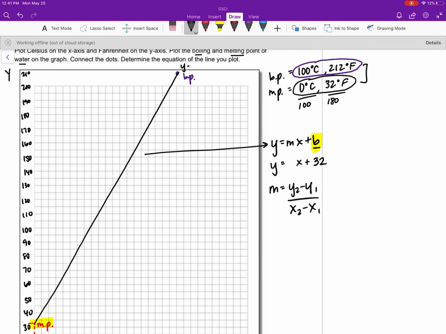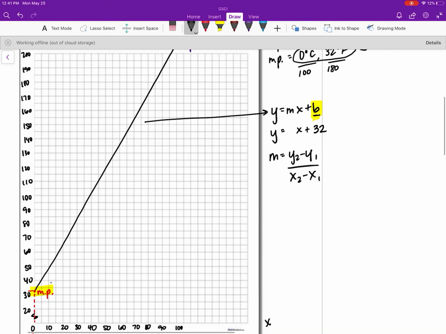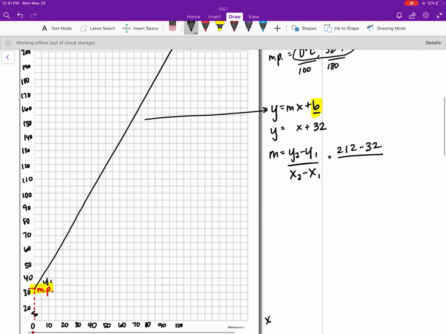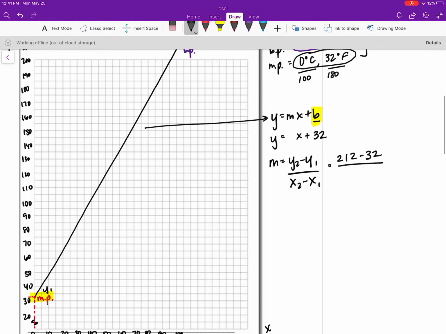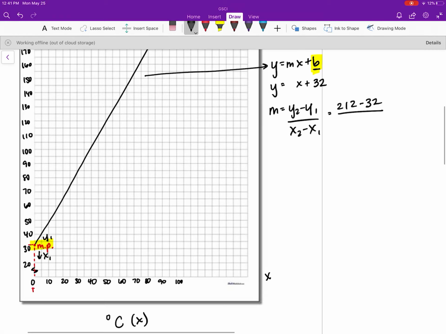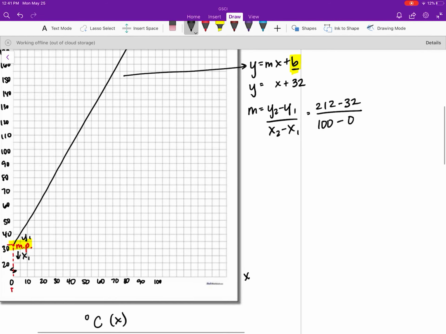y2 minus y1. So this is going to be 212 minus 32. So you get the values from the y-axis. Now the x2 value and the x1 value are going to come off the x-axis. So that's 100 minus 0. And if you solve for that, you could get a fraction of 9/5 or a value of 1.8. So that's our value of m.